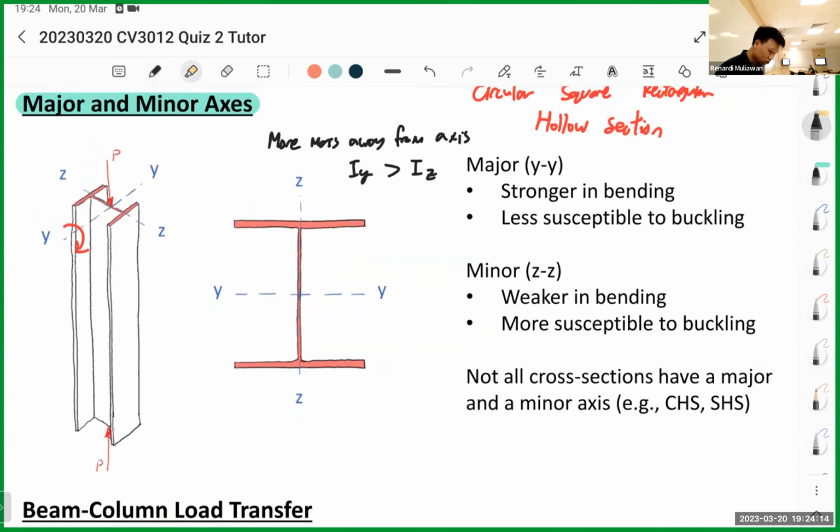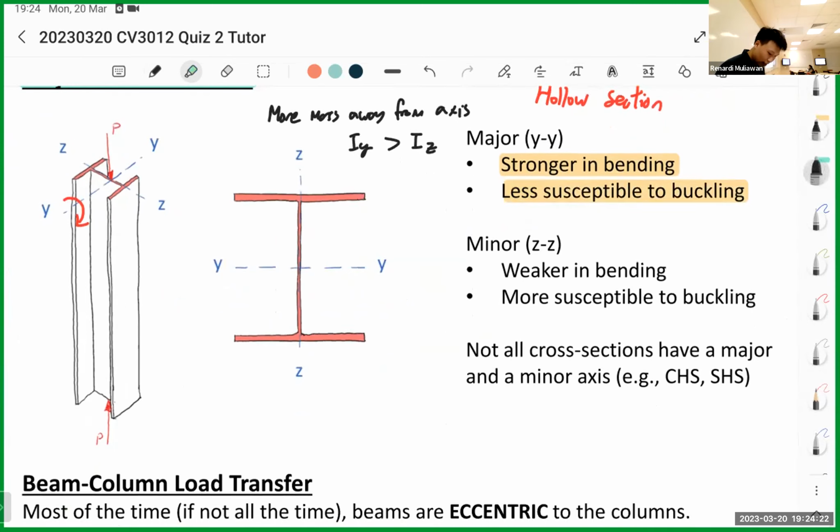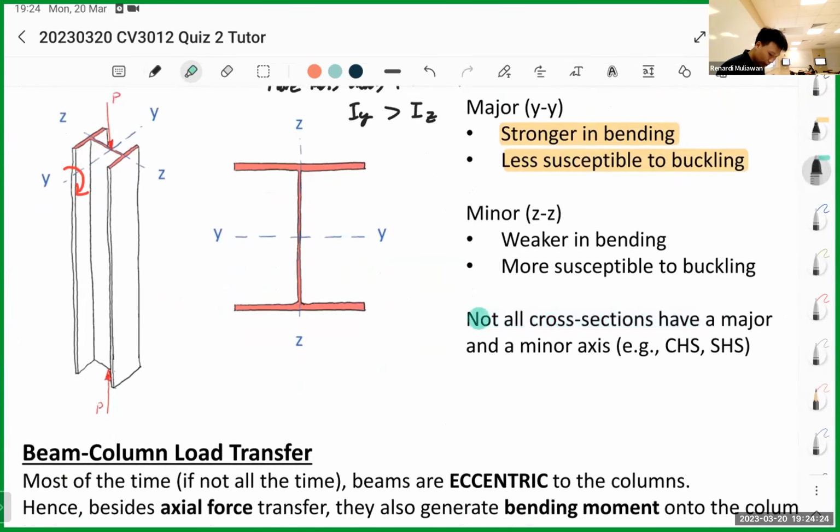Of course, the stronger one is stronger in bending and less susceptible to buckling, while the weak one is the opposite. Take note that not all cross sections have a major and minor axis. For example, SHS and CHS. This is HSS, this is CHS. If you see the YY and ZZ, it's the same. Same for CHS, anywhere is the same. So not all cross sections have weak and strong axis.